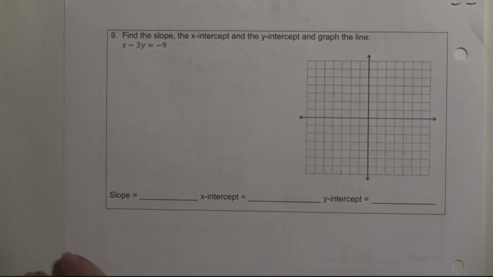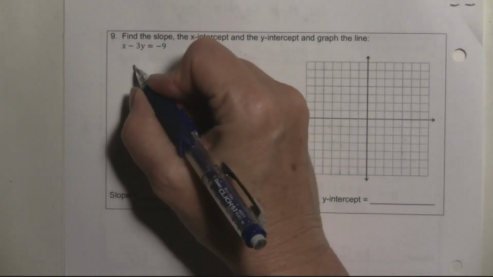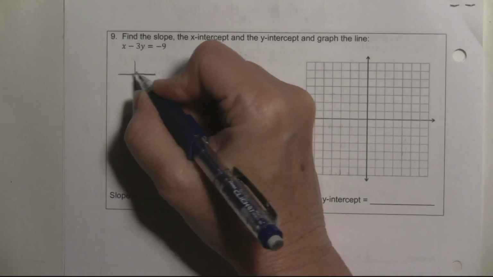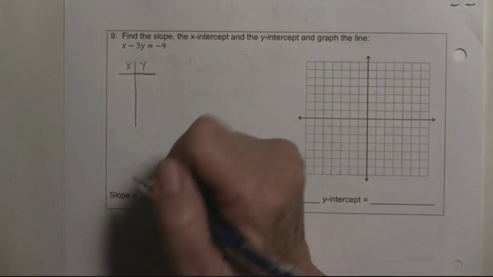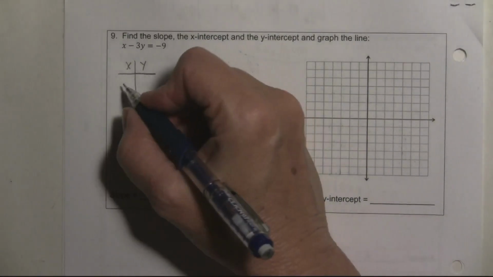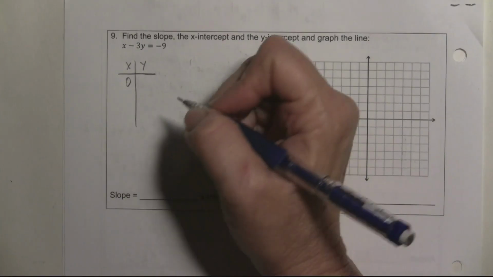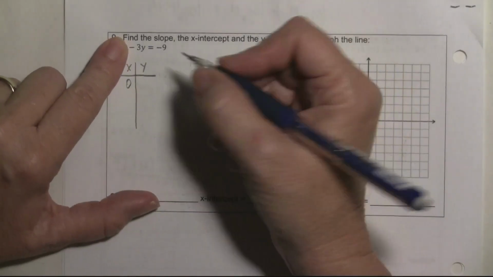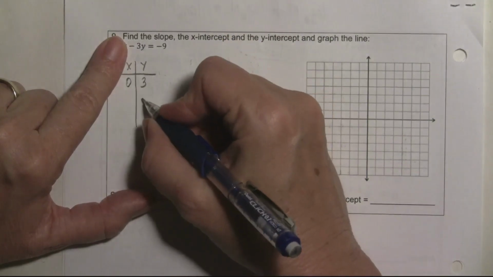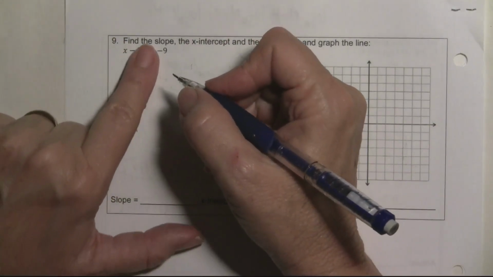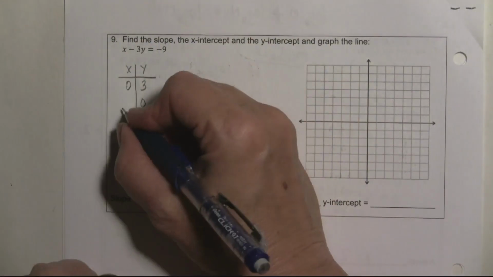And so it says, find the slope, the x-intercept, and the y-intercept, and graph the line. Okay, so I'll start off with finding the intercepts, and then I'll find the slope after. But you do you, it doesn't matter what order you do it in. So x is 0 is going to find me an intercept. And when I do that, I'm going to divide by -3, so I get 3. When y is 0, put my finger over that, I get x is -9.